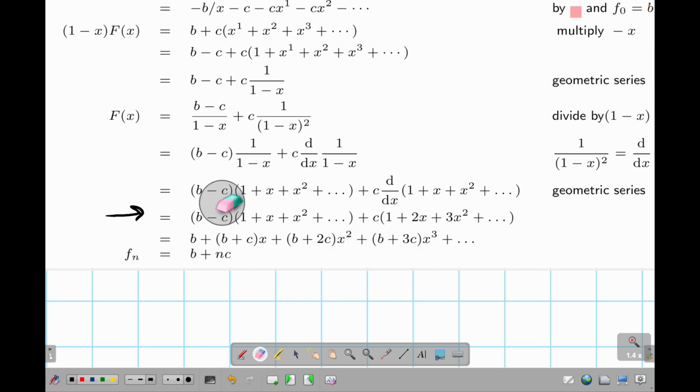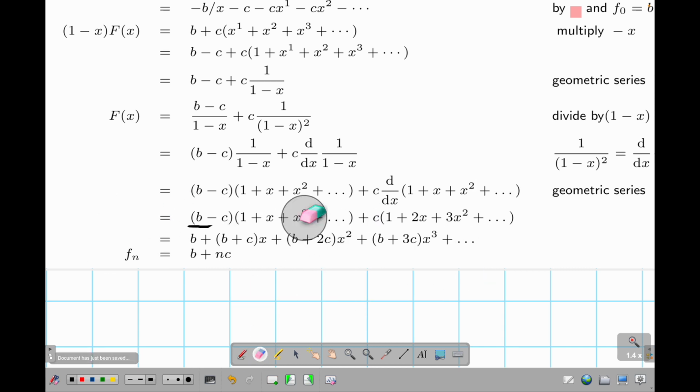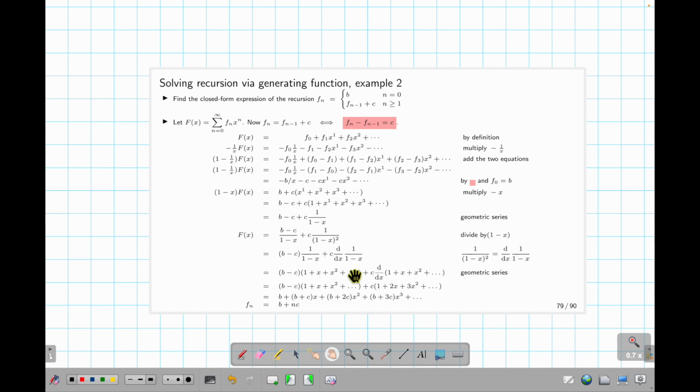What about the x squared term? The x squared term will be this one multiplied by this one, and here it will be c multiplied by this. It will be b minus c times x squared plus 3c x squared, which gives me b plus 2c times x squared. So generally, you have this polynomial, which basically means at the power n term, we have b plus nc, which is what we expect. So that's this example.